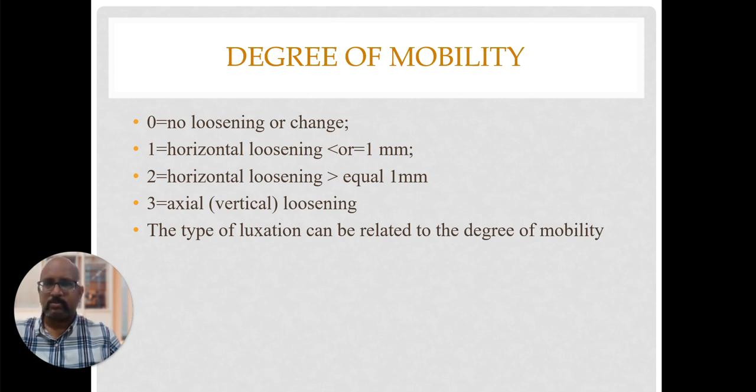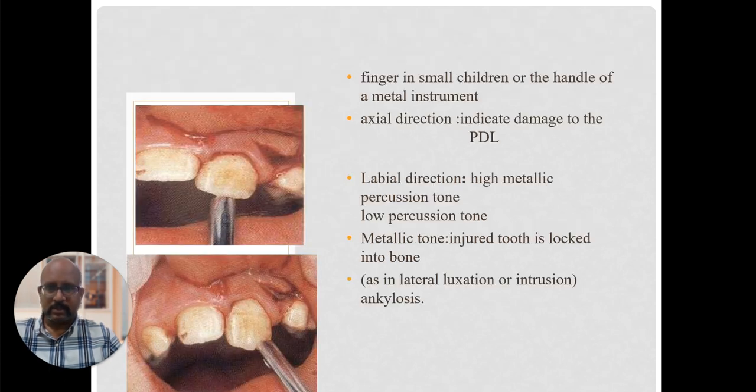Grade 0, there is no change. Horizontal loosening of 1 mm, it's grade 1. Horizontal greater than 1 mm, grade 2. Axial, grade 3. So this is how we check.